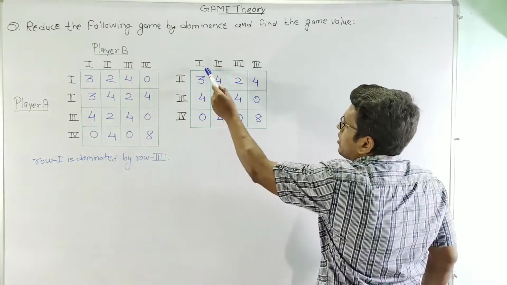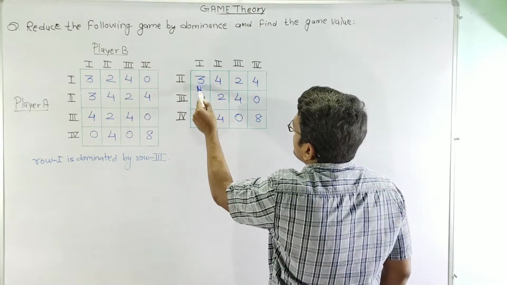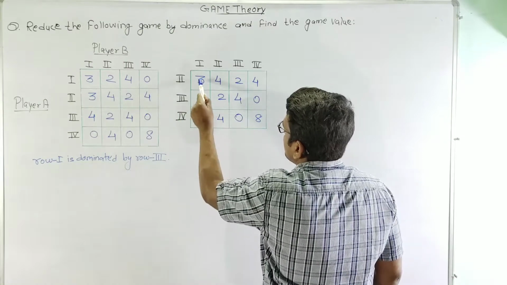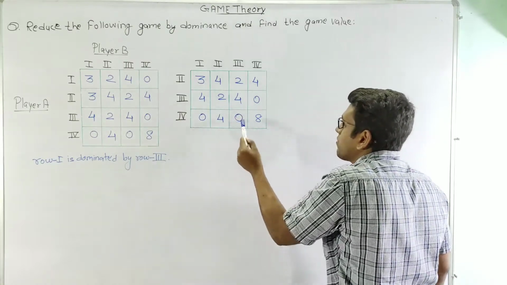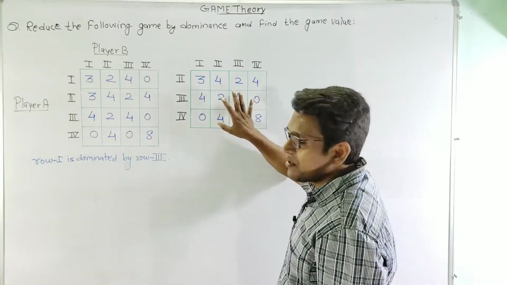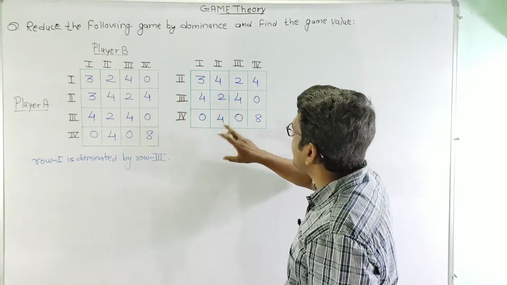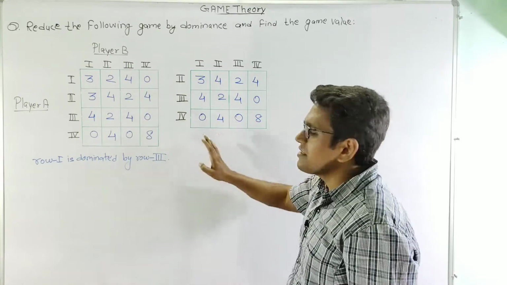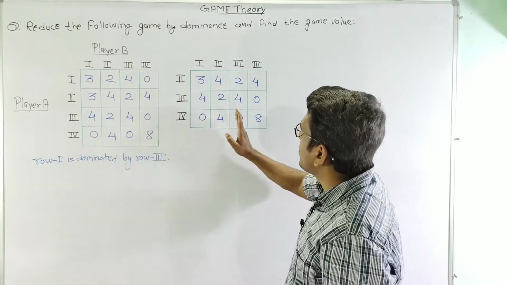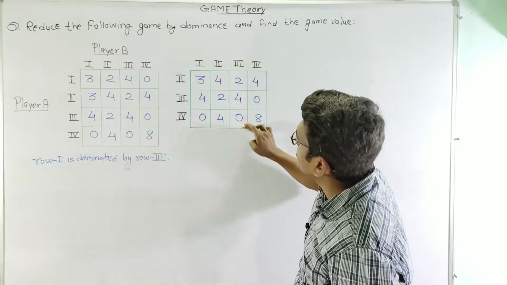Now let us compare column 1 and column 3. So this is 3, this is 2, so this is greater. This is 4, this is 4, equal. This is 0, 0, equal. Now from this comparison, we can say that each element in column 1 is either greater than or equal to each element in column 3.